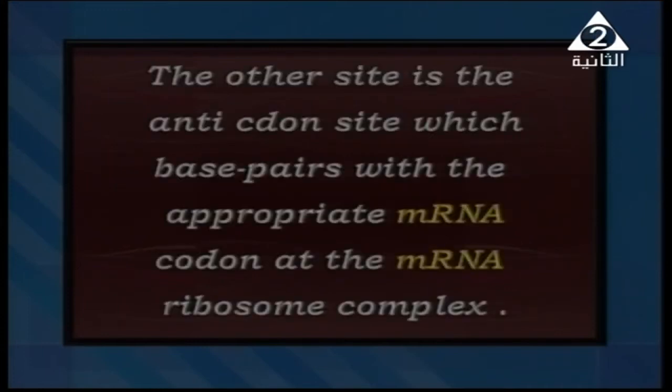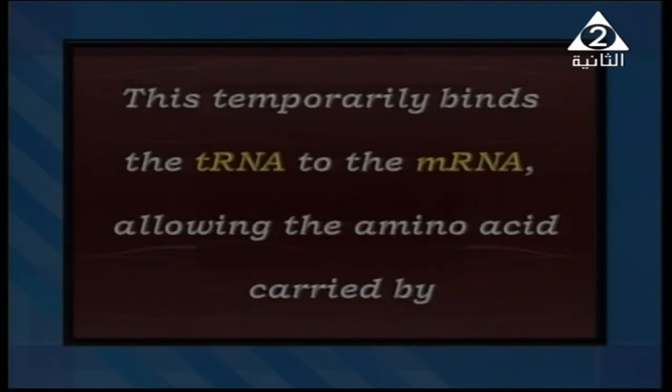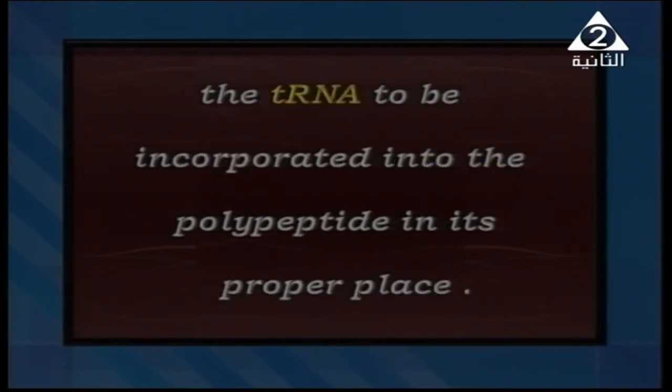The other site is the anticodon site, which base pairs with the appropriate messenger RNA codon at the mRNA ribosome complex. This temporarily binds the transfer RNA to the messenger RNA, allowing the amino acid carried by the tRNA to be incorporated into the polypeptide in its proper place.